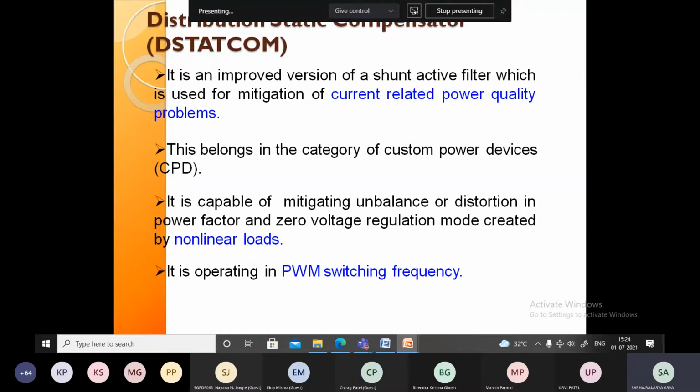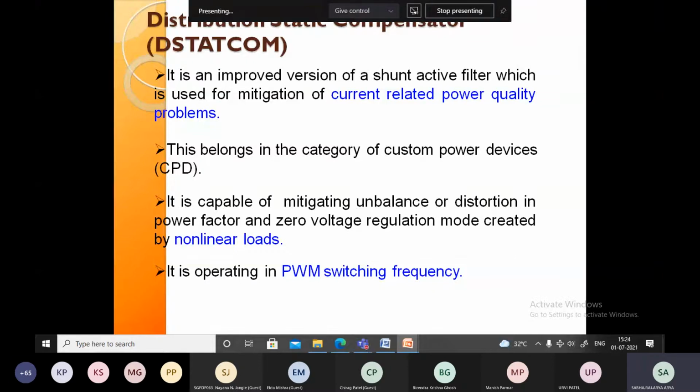And also you can say that DigitalCom comes in the category of custom power device, compensating type. And what can it do? It can compensate unbalance and distortion in power factor mode as well as zero voltage regulation mode. Along with that it will compensate reactive power as well as the neutral current. So basically the main objective of the DigitalCom is compensation of reactive power only. Means only reactive power compensation.